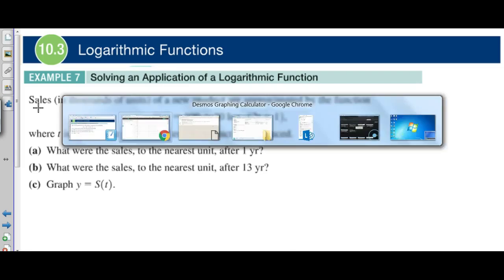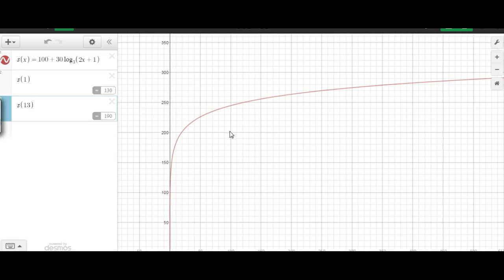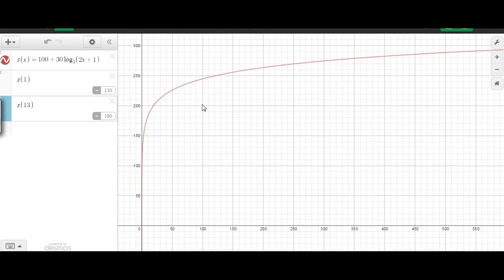And what about in 13 years? And before we put it on there, if you just want to kind of make an estimate, you would think that after 13 years, it would be a pretty big number. But check out this number right here. It's only at 130. And that's because when we graph it, look at what happens here, right?